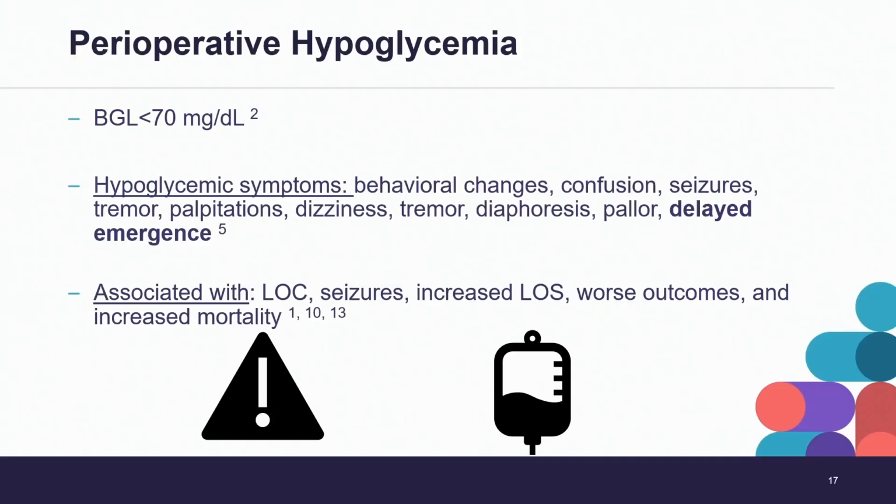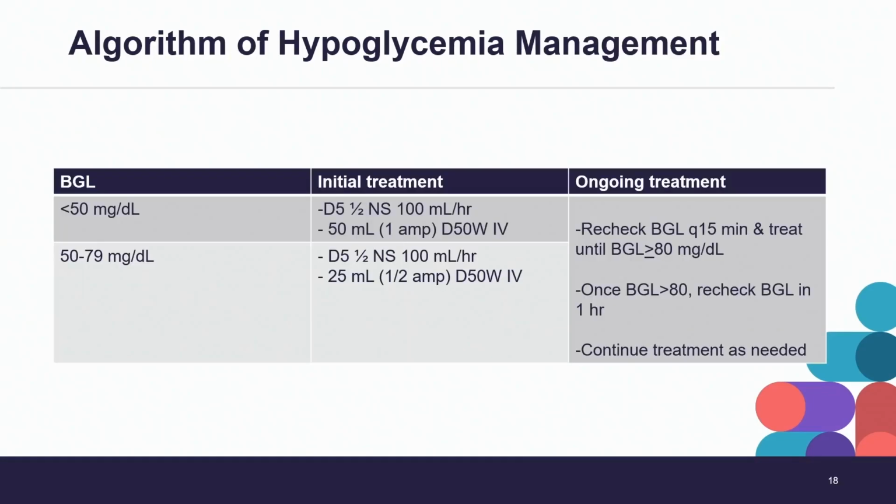So hypoglycemia is, again, sugar less than 70. Some of the things associated with it are confusion, behavioral changes, seizures, tremors, diaphoresis, and most notably for us is delayed emergence. As with any extreme in labs, it's associated with increased length of stay, worse outcome, and increased mortality, so try to avoid it if possible.